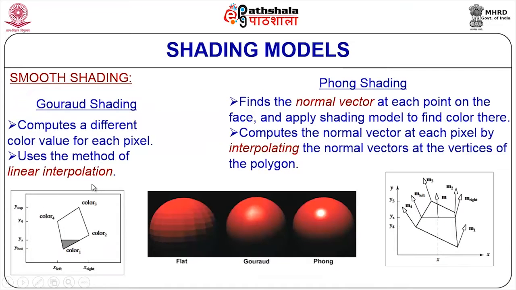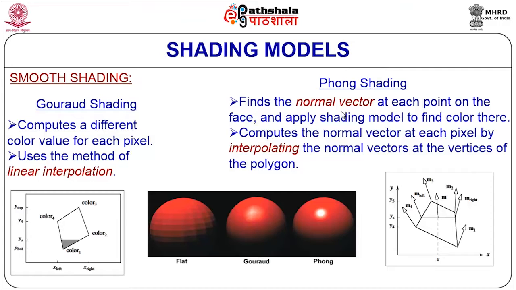In smooth shading, there are two standard techniques used. One is Gouraud shading, the other one is Phong shading. In the case of Gouraud shading, we interpolate the colors: assuming the vertices of a polygonal face are given various colors, we try to interpolate the in-between colors between two vertices. So we interpolate the colors between two known vertex colors. While in the case of Phong shading, the normal vectors are interpolated. So unlike Gouraud shading, here the normal vectors are interpolated.